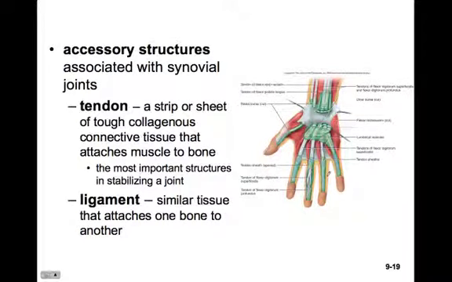Some other accessory structures that are associated with synovial joints are tendons, ligaments, and bursa. Tendons are strips or sheets of tough collagenous tissue that attach muscle to bone. They're often the most important structure in stabilizing a joint. We'll spend more time looking at them as we examine muscles in future chapters. Ligaments are made of very similar tissue to tendons. However, they attach one bone to the other. So tendons, muscle to bone, ligaments are bone to bone.